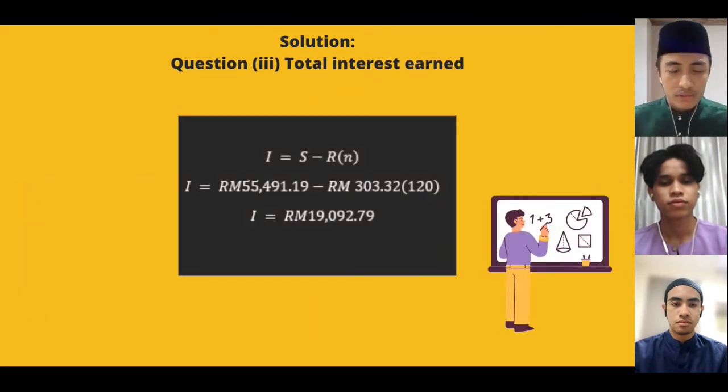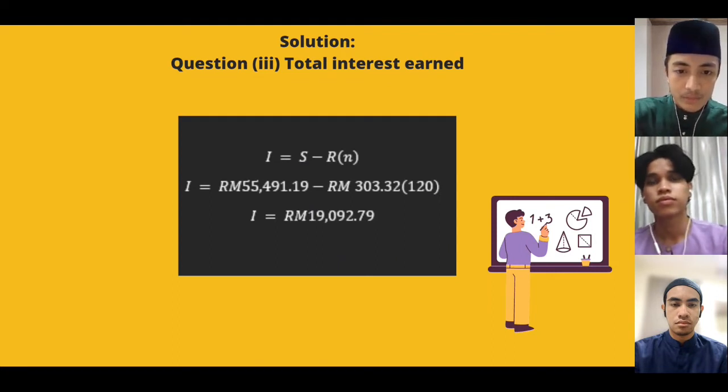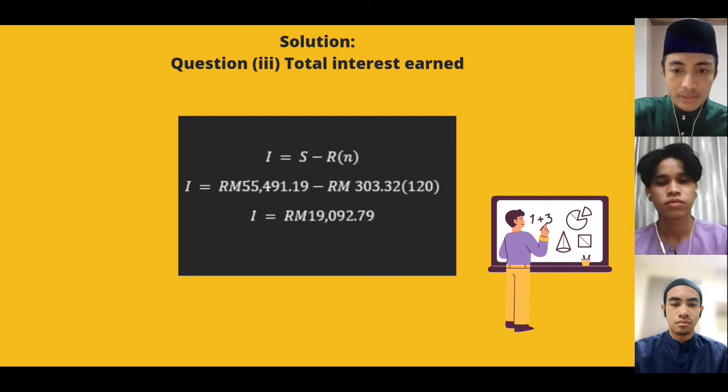So the third question is we need to find the total interest earned. We are using this formula: I equals S minus R times N. We put all the numbers through the formula, which is I equals 55,491 ringgit and 90 cents minus 303 ringgit 32 cents times 120. Calculating it in the calculator, we find the answer, which is I equals 19,092 ringgit and 79 cents. On to the next one.